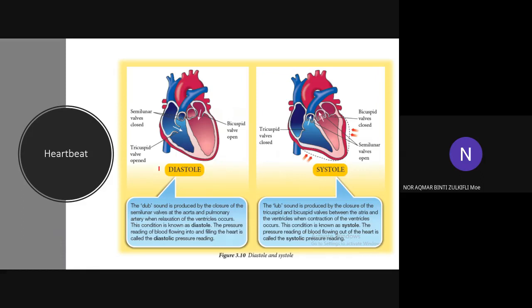Next, you must know what diastole and systole are, because you can hear your heart sound dub-lub, dub-lub, dub-lub. Actually, this is the dub sound and lub sound. What is the meaning of diastole? This means your heart is relaxed, having the closure of the semilunar valve at the aorta and pulmonary artery.